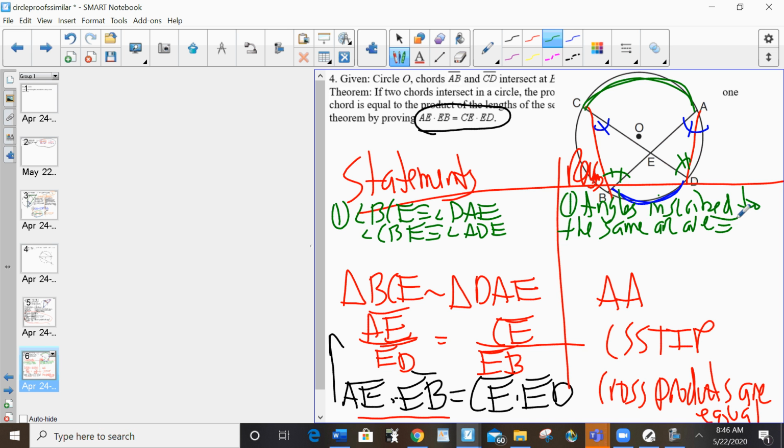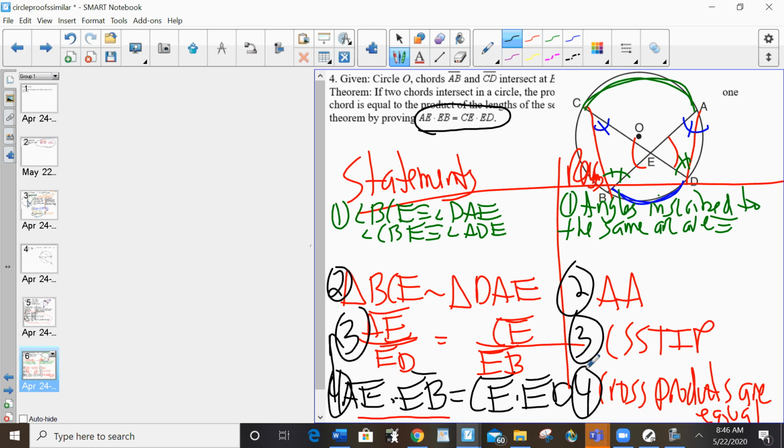We also do have vertical angles here. We don't need that, we already have the angles, but you could have used the vertical angles. So once I have my two things, the triangles are similar, the proportion, CSS tip, the multiplication, CPE. And that's it for proofs. And that's it for the course, pretty much. We have one more lesson after this.